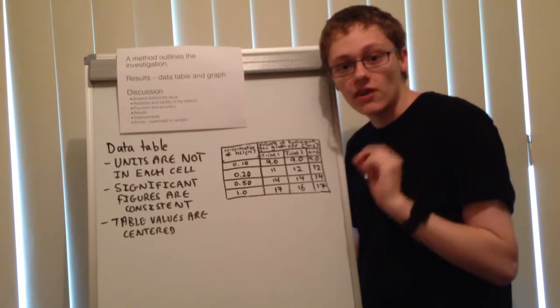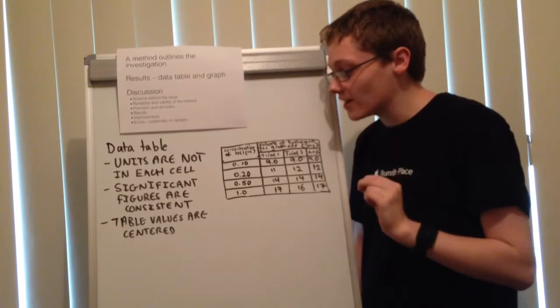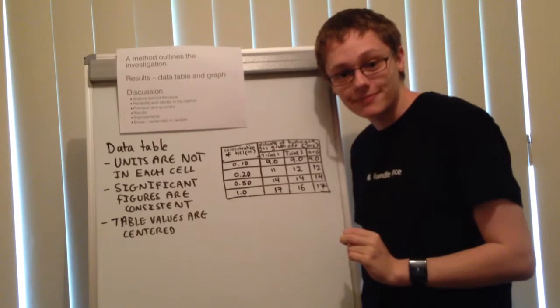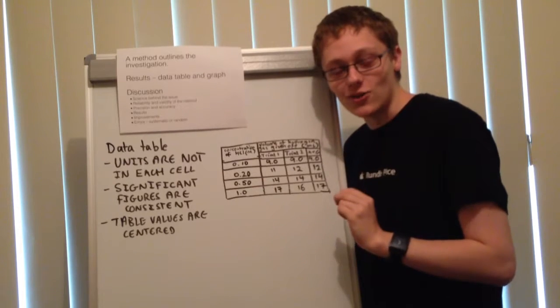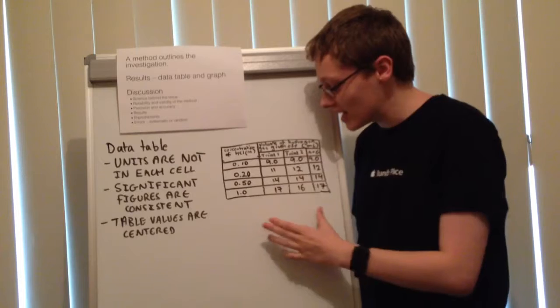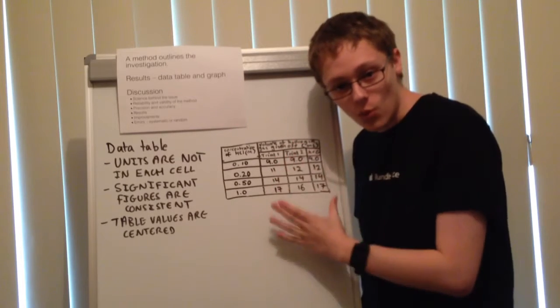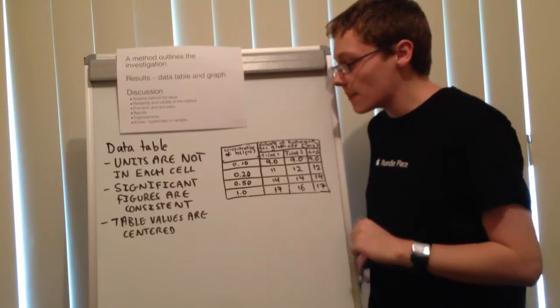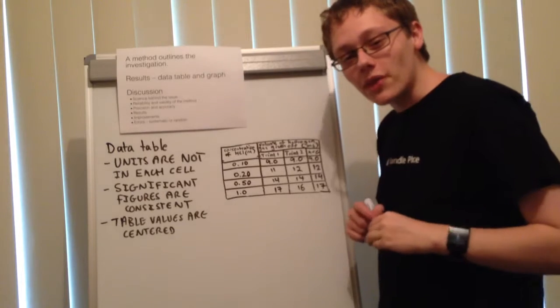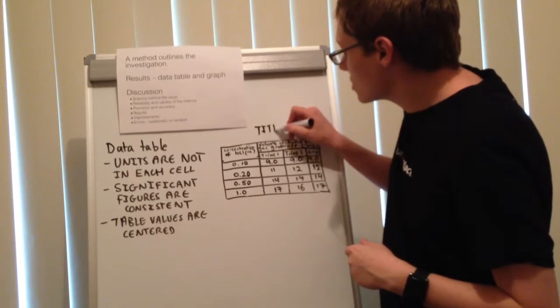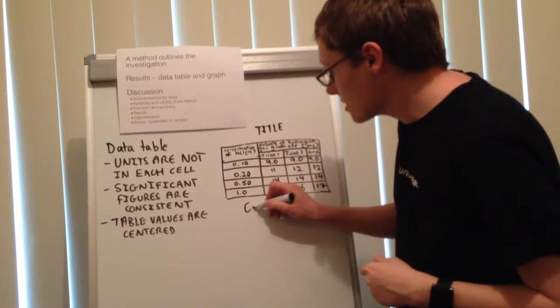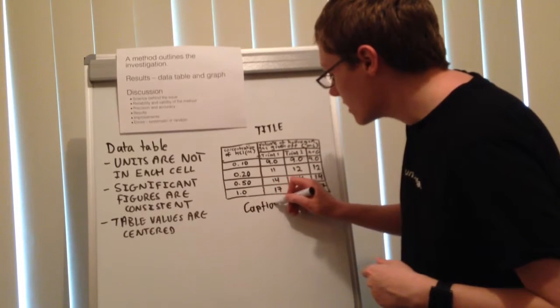Thirdly, and very importantly, table values are centered. And this is really important. There are science teachers that will crucify you for not having these values centered. This is an important formatting technique. But our table is not complete yet. There is one last thing we need, and that is a relevant title and potentially also a caption.